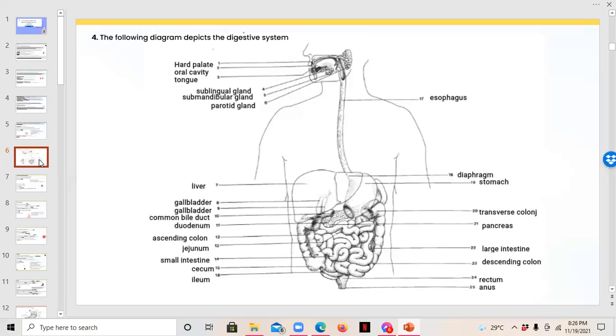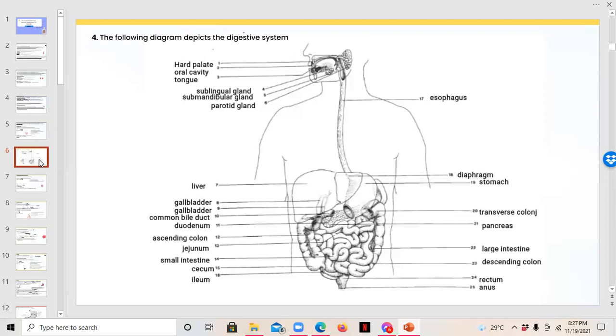Number 5, submandibular gland is located below the jaw. Number 6, parotid gland is located just in front of the ears. Number 7, liver is a large, meaty organ that sits on the right side of the belly. Number 8, gallbladder, is a small pouch that sits under the liver. The gallbladder stores bile produced by the liver. Number 9, common bile duct is a small, tube-like structure formed where the common hepatic duct and the cystic duct join.